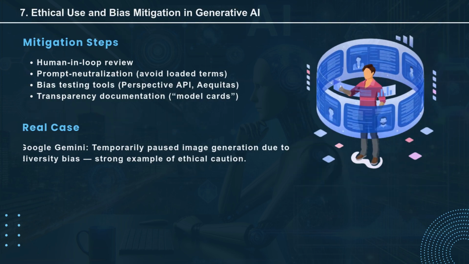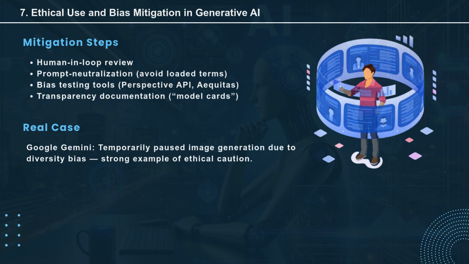This slide covers key steps for ensuring ethical and unbiased use of generative AI. Highlight practices such as human-in-the-loop review, neutralizing biased prompts, and using bias testing tools. Mention the importance of transparency through model cards. Real case: Google Gemini paused image generation due to diversity bias issues, showing responsible AI governance.